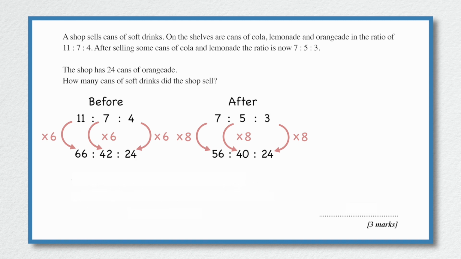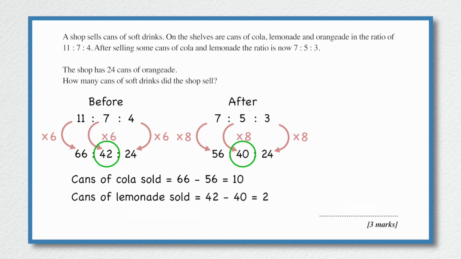We can see that 10 cans of cola were sold. That's 66 subtract 56, which is equal to 10. And for the lemonade, that's 42 subtract 40, which is equal to 2. So that's 2 cans of lemonade sold. So in total, 12 cans are sold. And there's our answer.